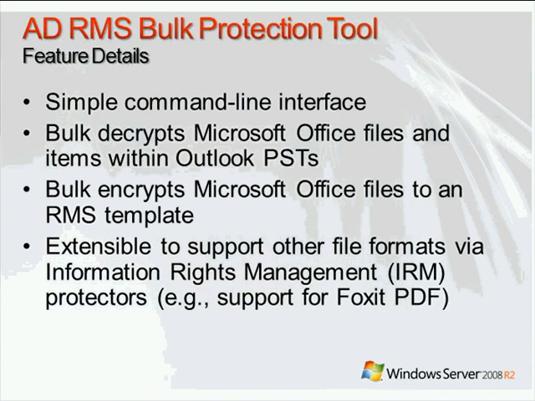It bulk decrypts Microsoft Office files and items within Outlook PST. So let's say you have an Outlook PST offline storage file, the personal storage table, and it has files encrypted with certain RMS templates. If you want to decrypt them directly, you just run this RMS bulk utility, the AD/RMS bulk protection tool, and it will decrypt everything within that PST file on its own, provided that you have Outlook 2007 installed, which is a requirement.